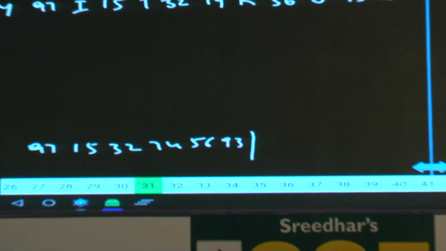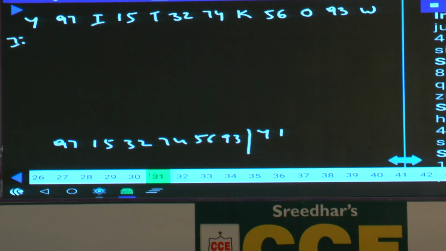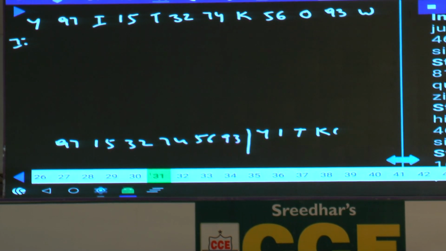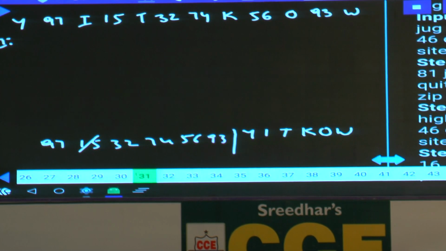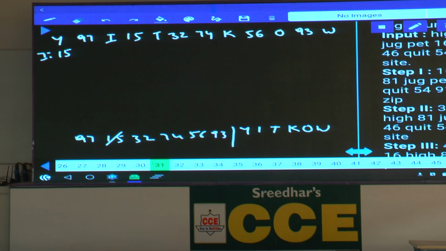Then the words, what are the words? Y, I, and T, and K, O, and W. These are the words. First, the least number. What is the least number among these? 15. It should be shifted and arranged at the first place.